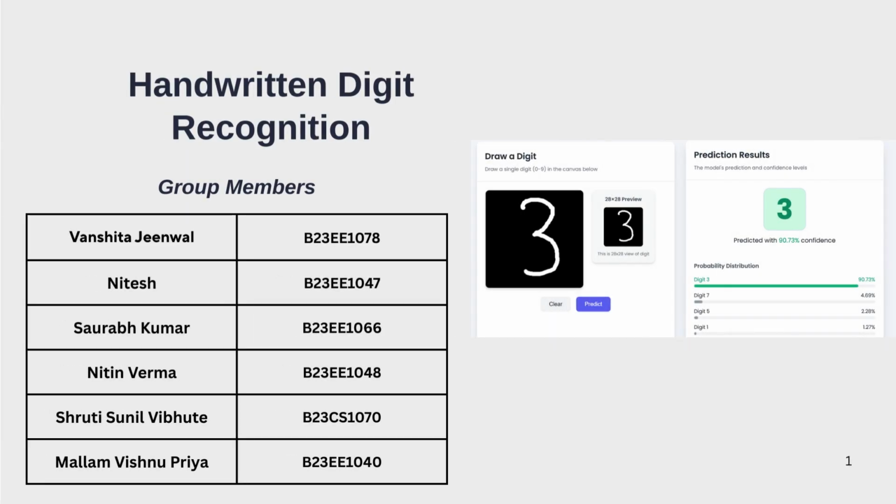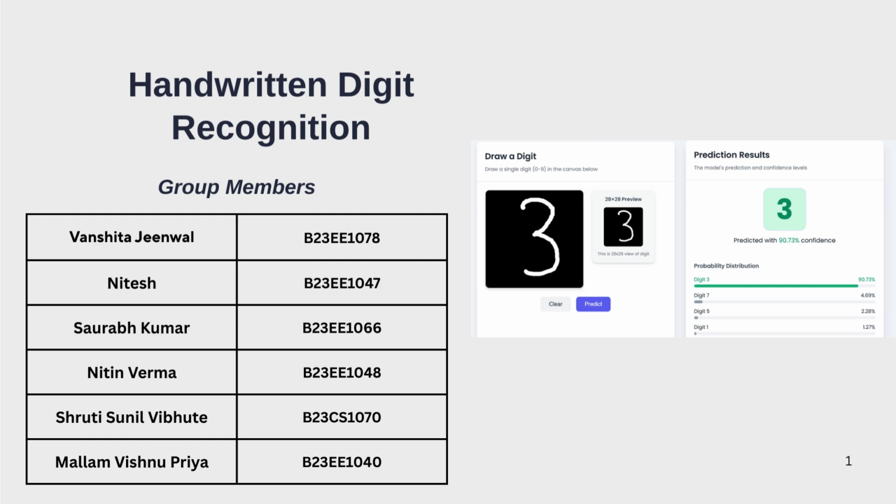Hello everyone, today I am going to talk about our team project on handwritten digit recognition. The project focuses on classifying the digits from 0 to 9 using various machine learning algorithms. The main goal is to compare the performance of these algorithms and identify the most effective one.